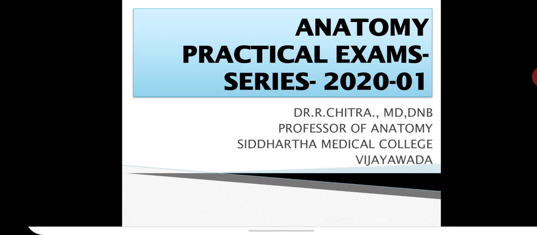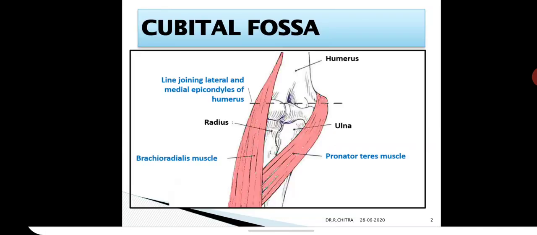So from here we will start with the topic cubital fossa. For your benefit, I will post the questions myself and I will answer the questions. So now we will start with the cubital fossa. If you are given this in the practical exams, the questions will start like this. Yes, tell the boundaries of the cubital fossa.